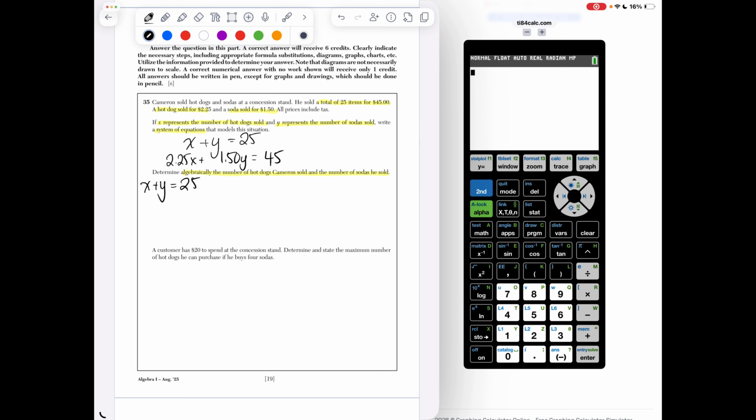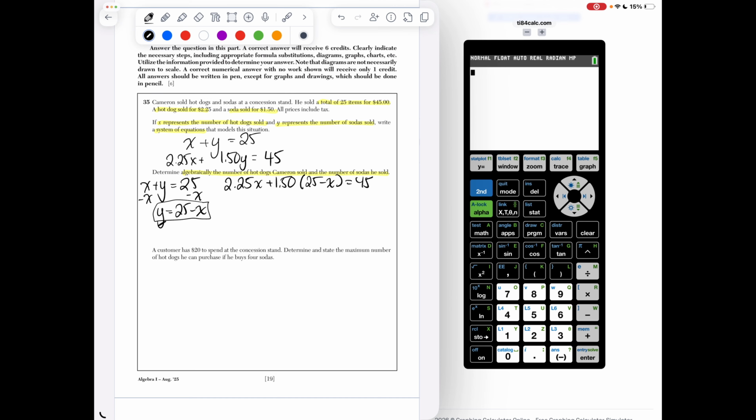And I'm going to move this over. I'm going to move this. So Y is equal to 25 minus X. Let's do this nice and clean one. Y equals 25 minus X. So now I'm going to go to my other formula, 2.25X plus $1.50Y. But instead of Y, I'm going to put 25 minus X is equal to 45.